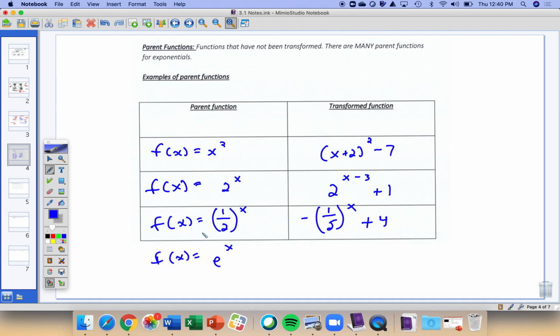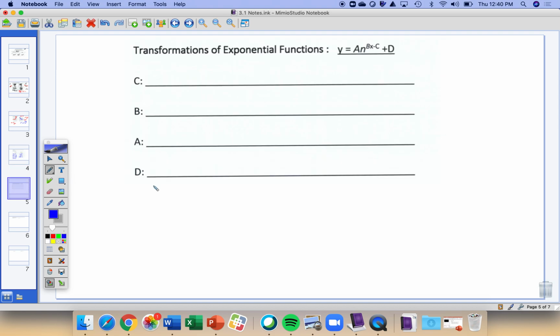So we just looked at two types of parent functions. So how can we transform a parent function? Well, a parent function for exponential functions is y equals n to the x, right? And then we have all these coefficients, a, b, c, and d, that could affect the exponential transformation. When we're doing transformations, we do it in the order of CBAD, C, B, A, D, meaning that the order in which you transform your function actually matters.